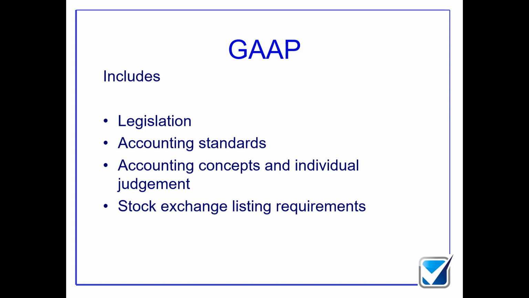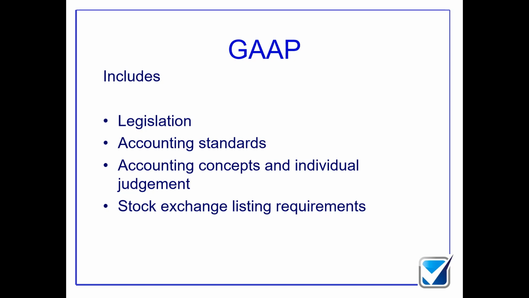So GAAP includes legislation. That legislation would include Companies Act 2006 and any other legislation with regard to the specific type of business that you're doing the accounts for. It also includes accounting standards, and we're going to come to what the accounting standards are in just a second. It also includes accounting concepts, and we're going to look at some of the accounting concepts in part 2 of this chapter, and also individual judgment.